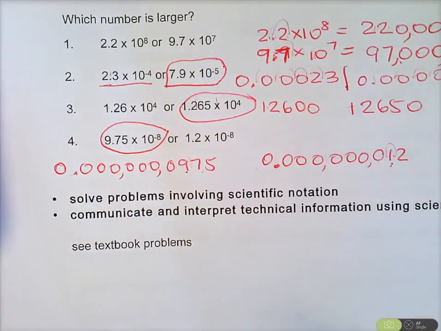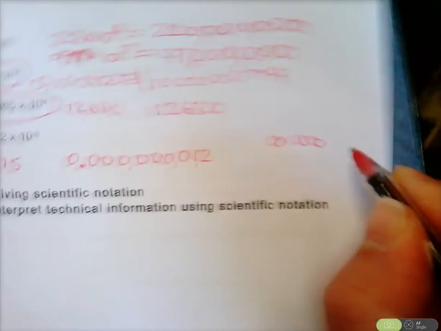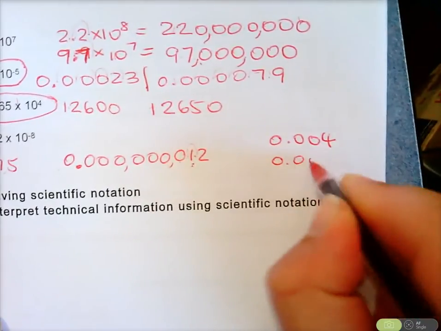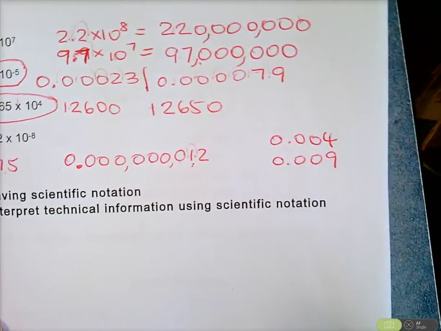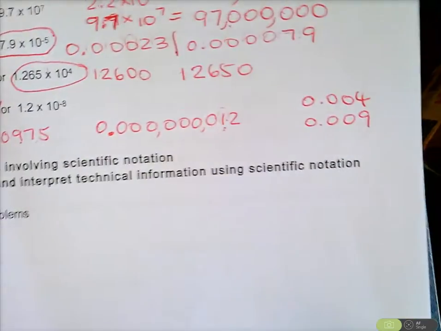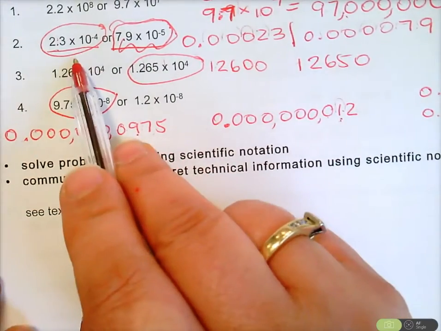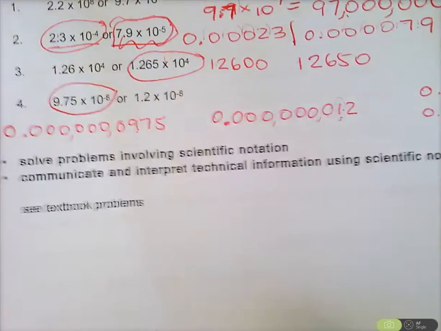Look, watch. Just watch. Tell me what's bigger. What's bigger, 0.004 or 0.009? Same idea. One is this. Sorry, I shouldn't have circled that. I did say it was that bigger, didn't I? Yeah. Okay.